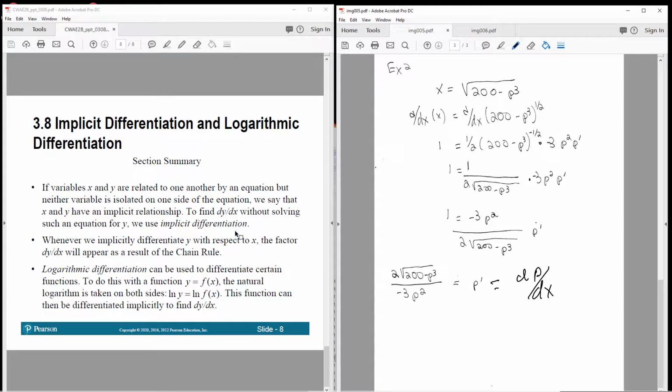If variables x and y are related to one another by an equation, but neither variable is isolated on one side of the equation, we have an implicit relationship. To find dy dx without solving an equation for y, we use implicit differentiation. Whenever we implicitly differentiate y with respect to x, the factor dy dx will appear as a result of the chain rule.